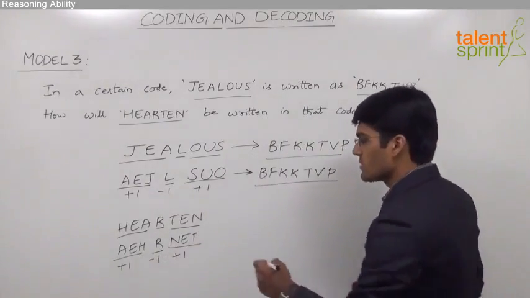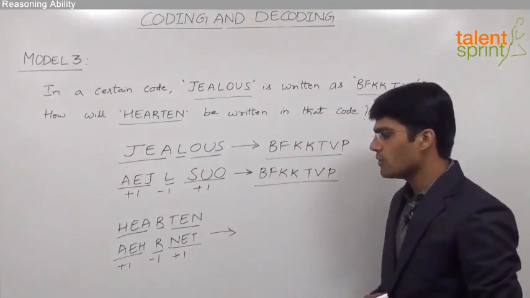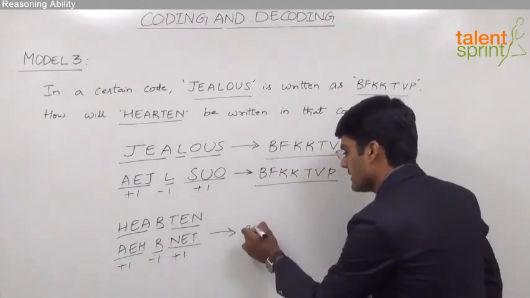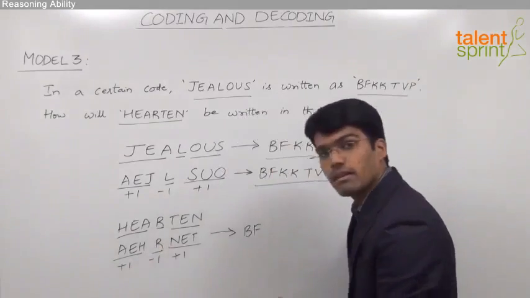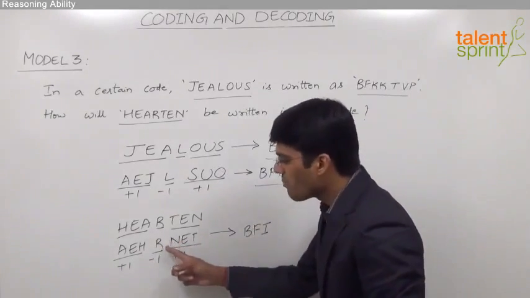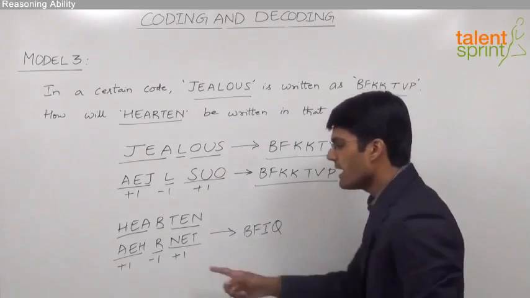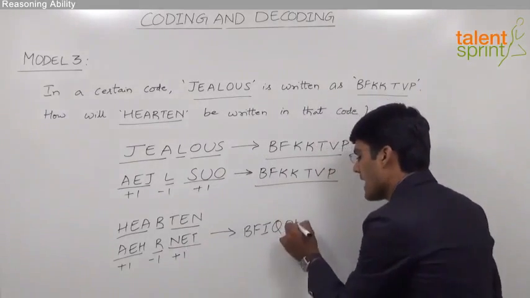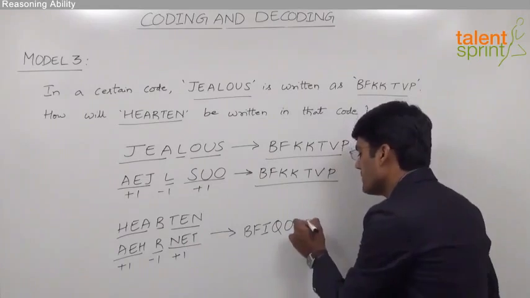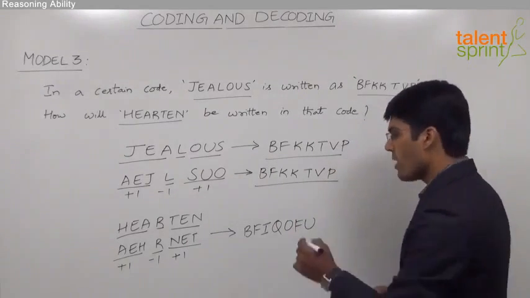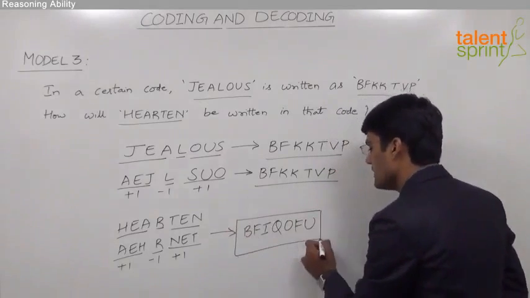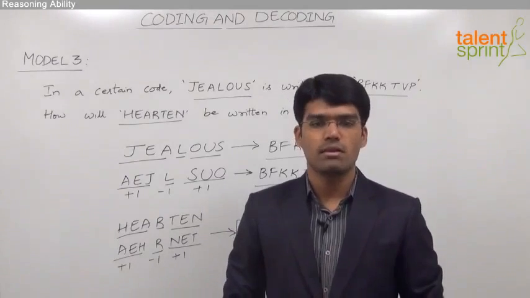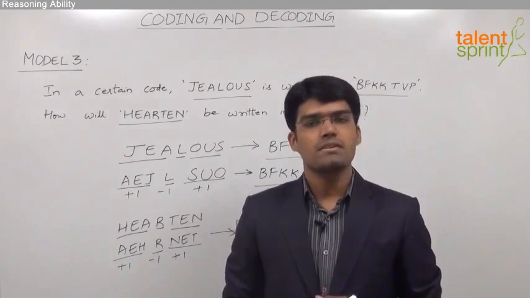forward direction. So here the coded form for the word hearten would be A plus 1, that is B, E plus 1, F, H plus 1 will give I, R minus 1 would be Q, N plus 1 is O, E plus 1 F, and T plus 1 will be U. Therefore, the coded form for the word hearten as per the given code would be BFIQOFU.